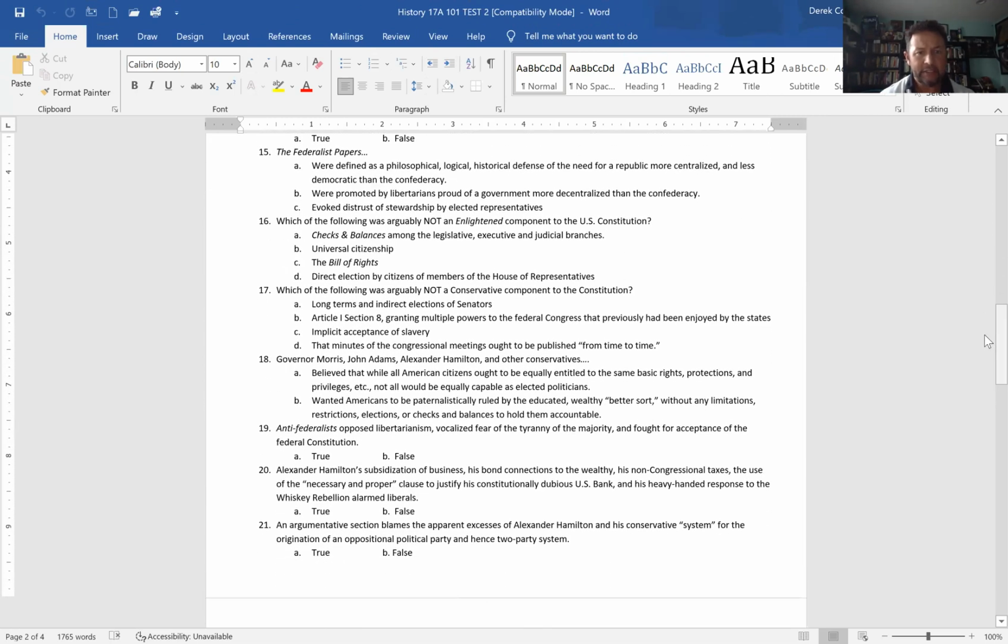Number 18, Gouverneur Morris, John Adams, Alexander Hamilton, and other conservatives believed that while all American citizens ought to be equally entitled to the same basic rights, protections, and privileges, etc., not all would be equally capable as elected politicians. And that's exactly it. And remember, I said that in the Zoom meeting, asking you the rhetorical questions.